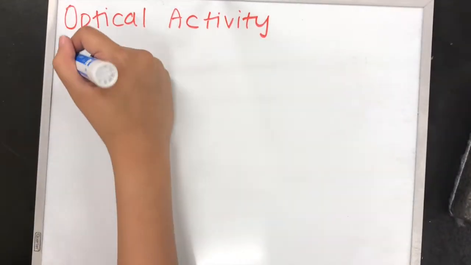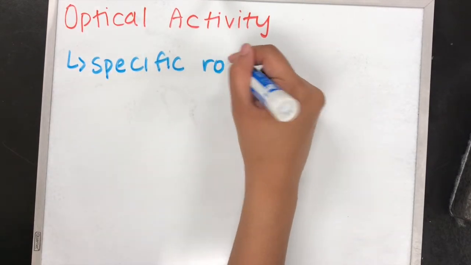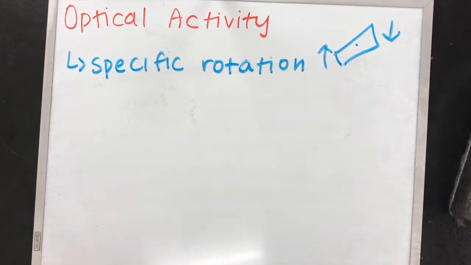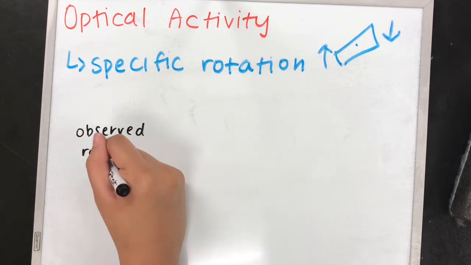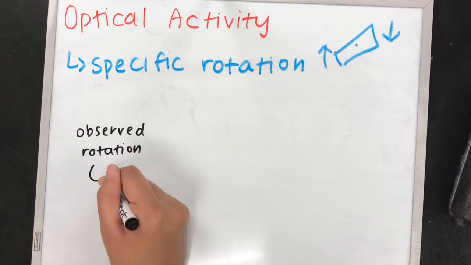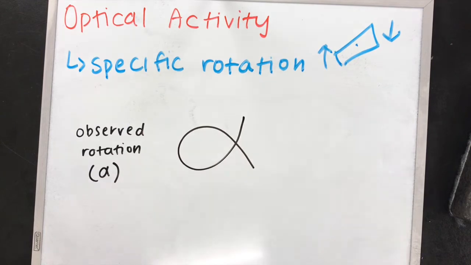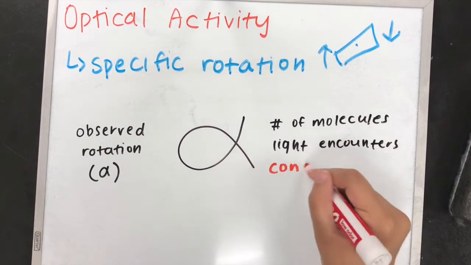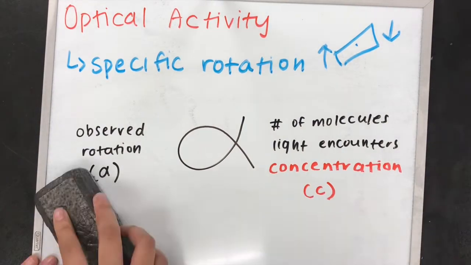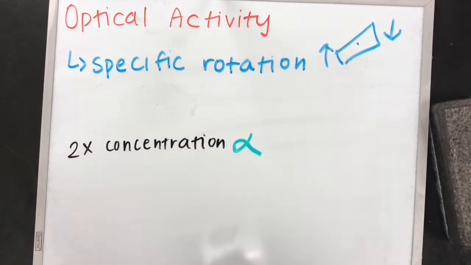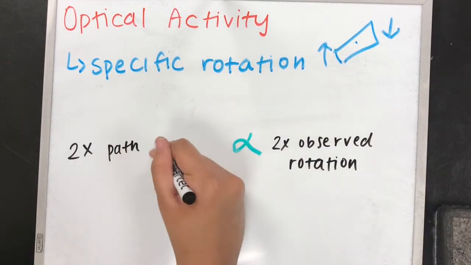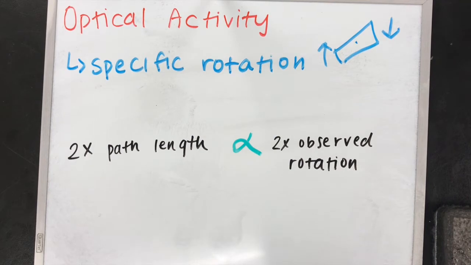Now, to talk about optical activity, we need to talk about specific rotation. When an optically active compound is placed in a polarimeter, a device used to measure the polarization of light, its observed rotation, which is symbolized by the Greek letter alpha, is the change in orientation of the polarized light and is unitless. It is dependent on the number of molecules the light encounters, and is directly proportional to that. So that means if the concentration is doubled, the observed rotation is also doubled. Similarly, if the path length is doubled, then the observed rotation is also doubled.